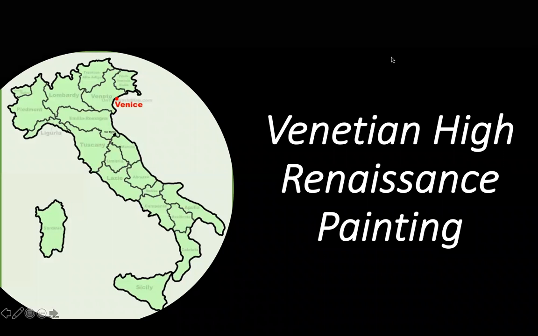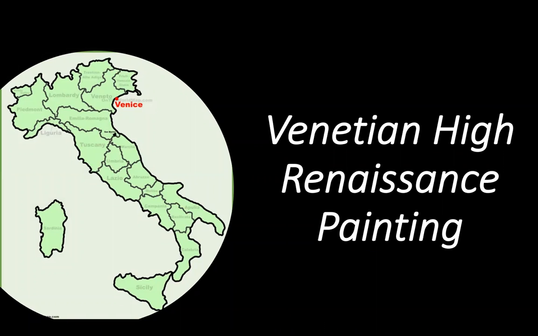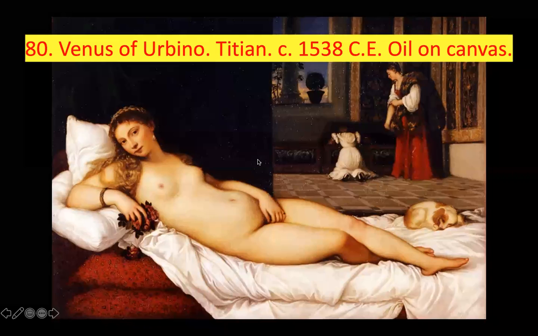Okay, we have two of our Renaissance artworks that are kind of singletons. They don't really apply to the High Renaissance or the early Renaissance. So this one is considered Venetian High Renaissance because it's taking place so far from Florence and so far from Rome. This is number 80, and it's titled Venus of Urbino.